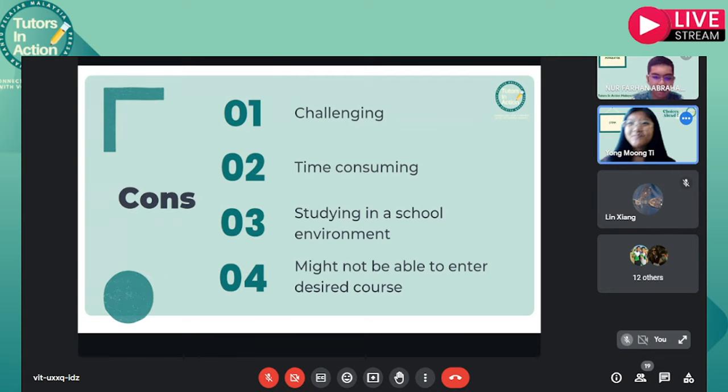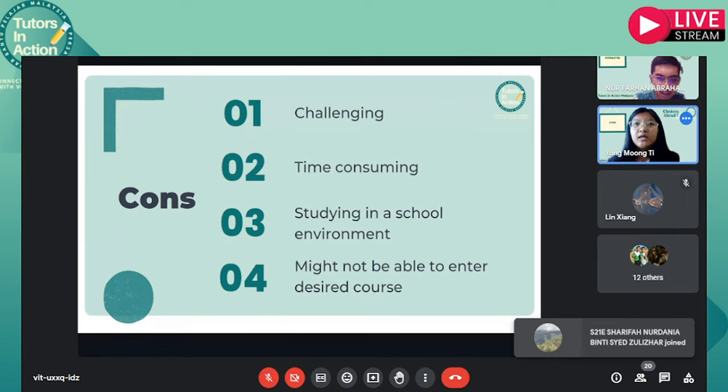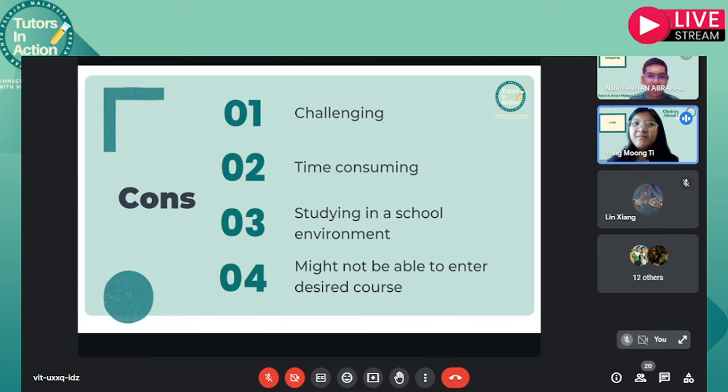And number 4, I would have to warn you, there are a lot of examples as well of students who excelled. They got a 4.0 CGPA for their STPM, but they cannot enter their desired course in public university. It is very competitive, I would say, especially for hot courses like medicine or veterinary, engineering. These courses are really competitive and you really have to do well, and even if you do well, you might not be able to enter that particular course that you want in the particular university that you want. So that is something you might have to think about. Next.